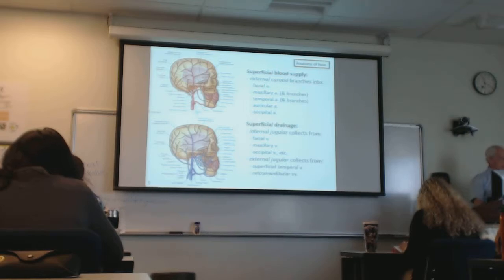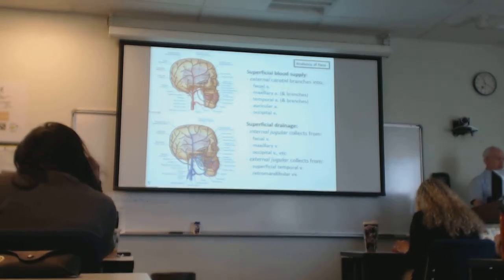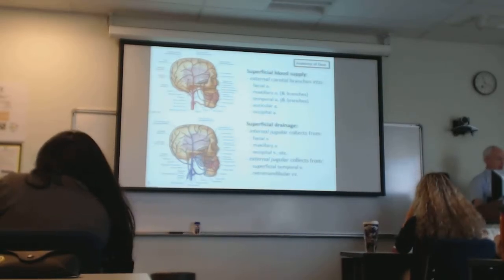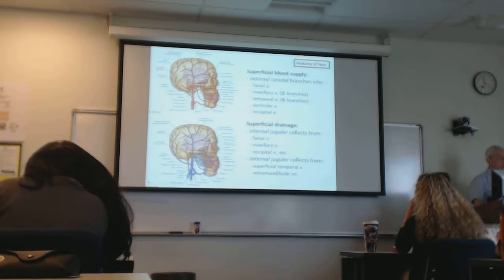And as I say, we'll go through these specific arteries in more detail later. But here, when it talks about the superficial blood supply, it's just pointing out that all of these arteries that you see here, here's the facial artery, maxillary here, transverse facial, and so on, the auricular, superficial temporal, all of these are branches of the external carotid.